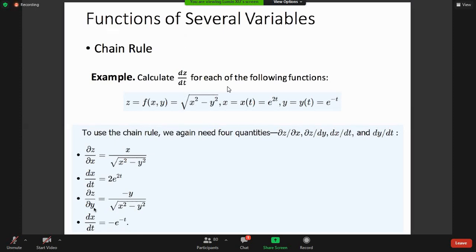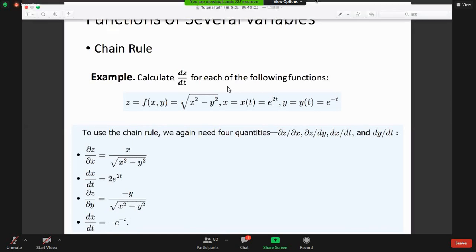And for the intermediate variable y, we should also do the same thing, right? We should first calculate partial z partial y, and the equation is like that. Z is equal to this one, and partial z partial y should be like that, right? And for dy/dt, y is equal to this part, so dy/dt is just like that. Good.